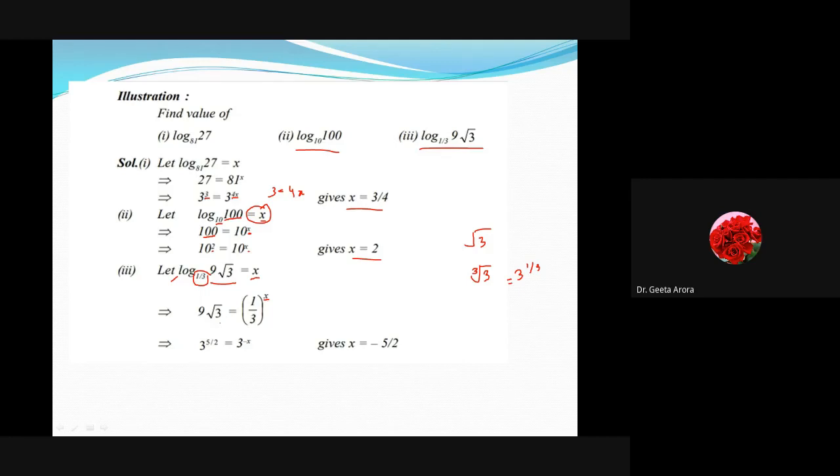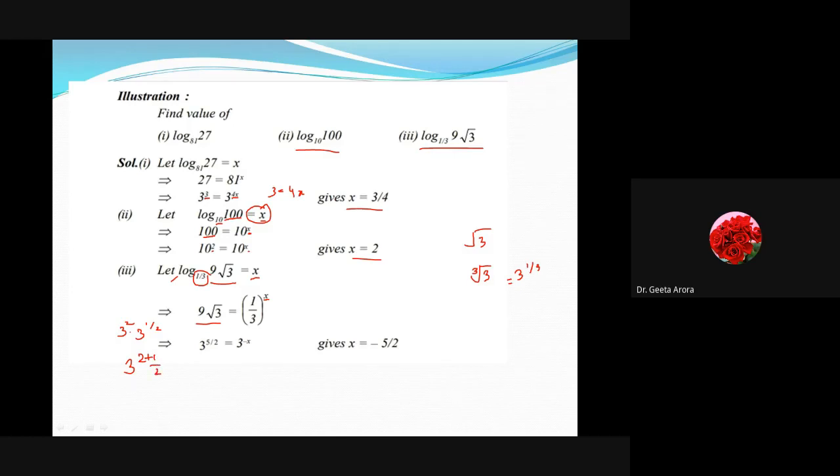Correct? So how can we open it? Here we can write 9 as 3 square. And if we talk about root 3, it gives me half power. 3 raised to power half means we are talking about the square root. So if I add the powers, because the base is the same, this is the knowledge we have from earlier. If we simplify it, it becomes 2 plus 1 by 2, and 2 plus 1 by 2 means 5 by 2. So this is what we are getting here: 3 raised to power 5 by 2.